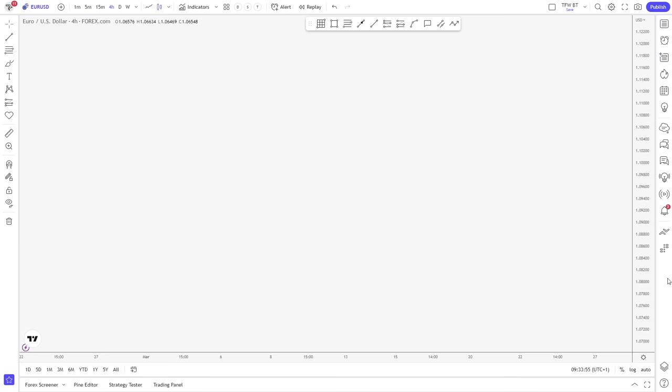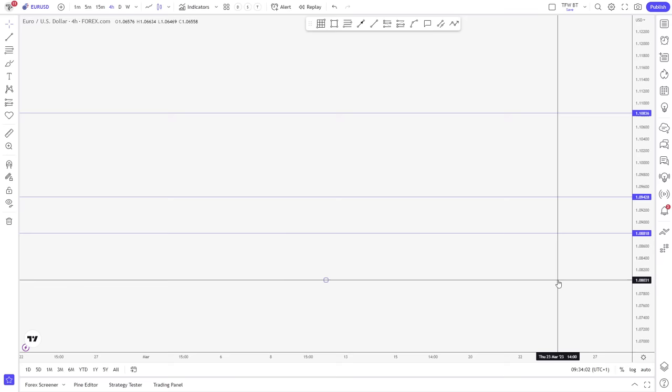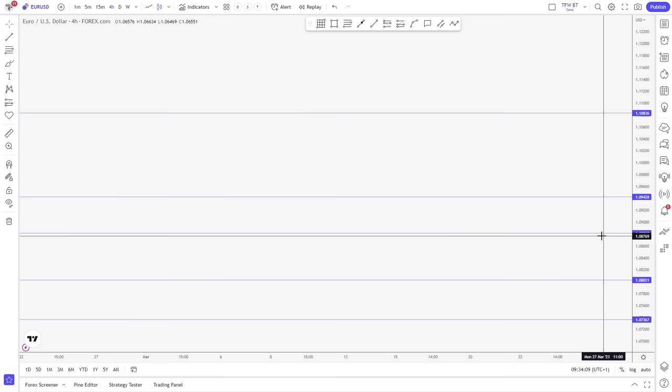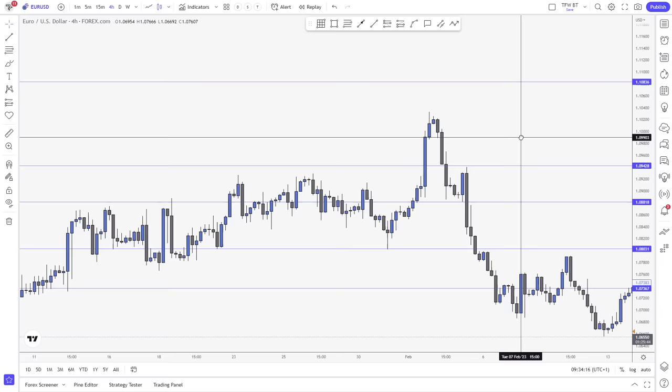There is one, there is two, there is three, there is four, there is five. And maybe, let's keep it like this, right? So what is this? Well, we can say those are support and resistance levels. But did I actually see something with them? No, right? But then if I start going on the left, what you're going to see is the market rejecting from those levels, right?